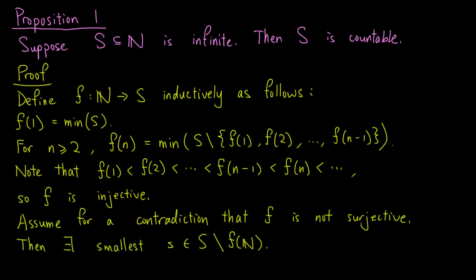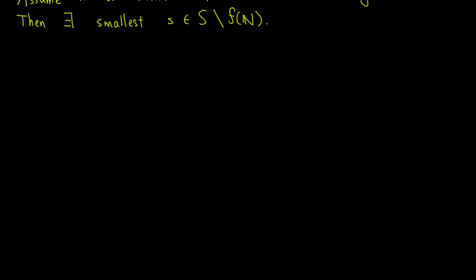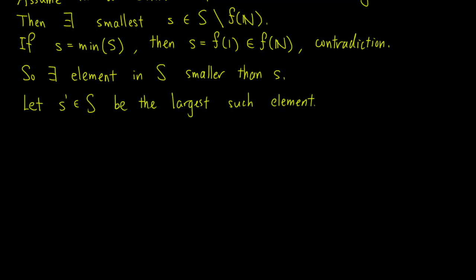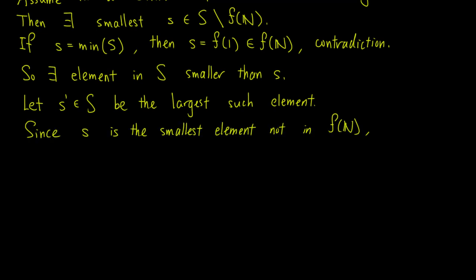Then there exists a smallest element, little s, in the set S taking away the image of f. If little s is the minimum element of S, then little s is f of 1, which is in the image of f, and this is a contradiction. So there exists an element in S which is smaller than little s. Let little s prime be the largest such element. Since little s is the smallest element not in the image of f, we must have that little s prime is in the image of f.